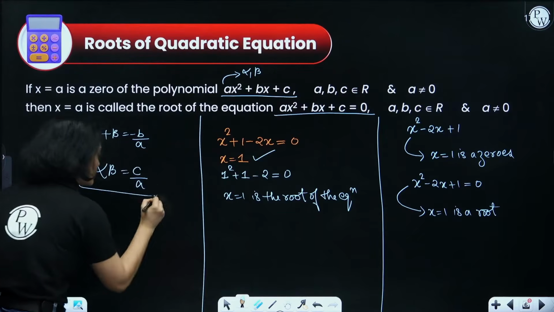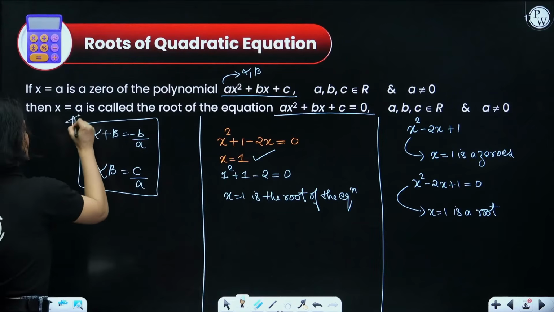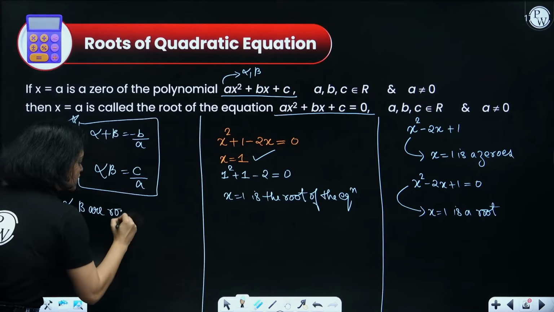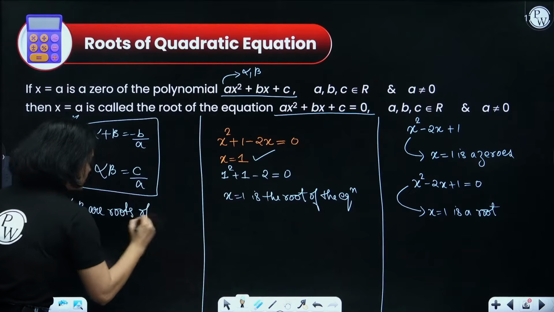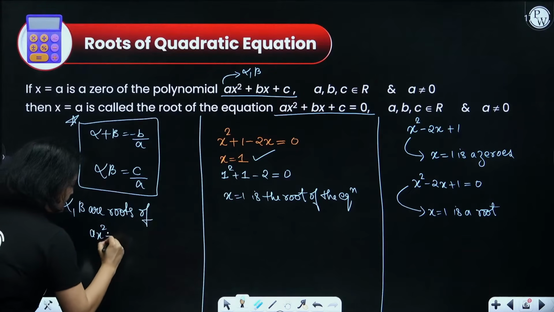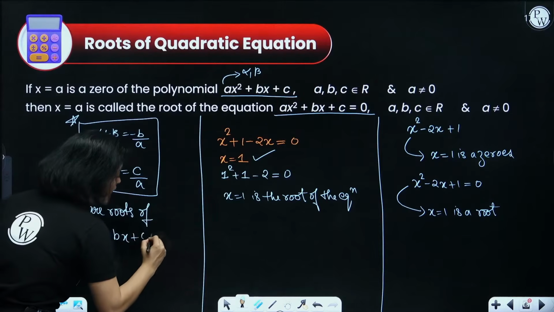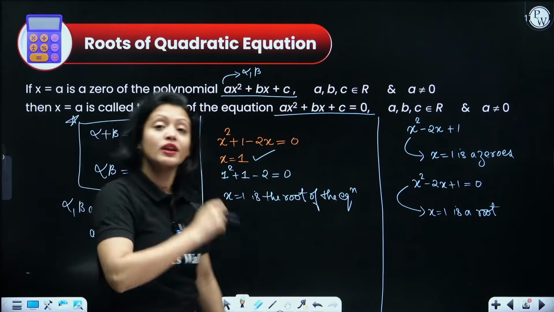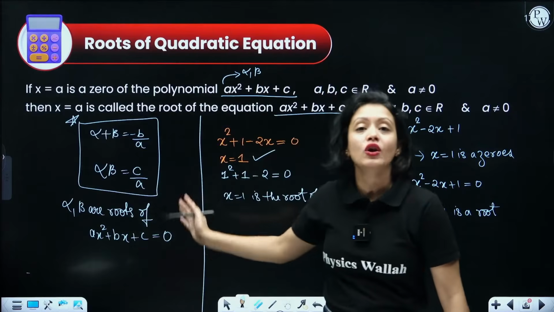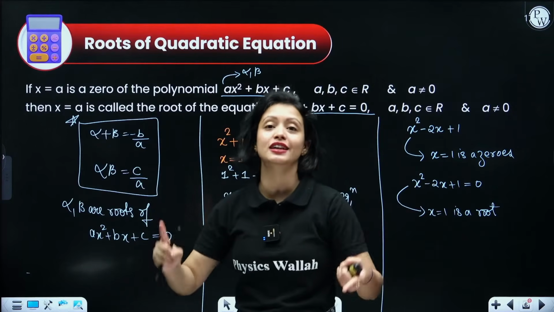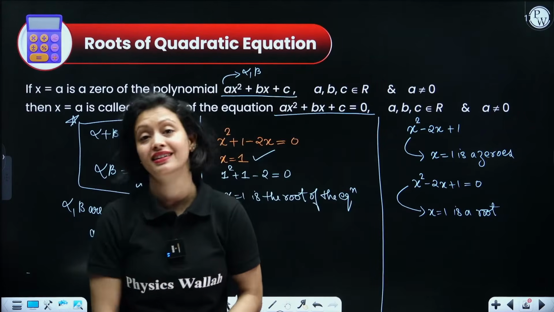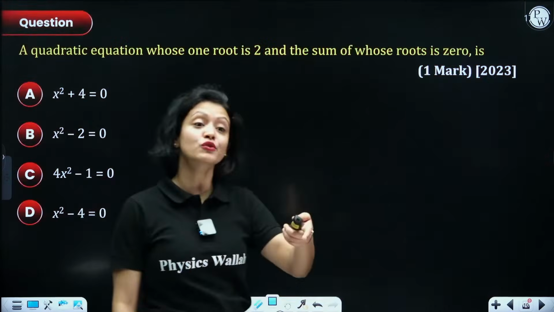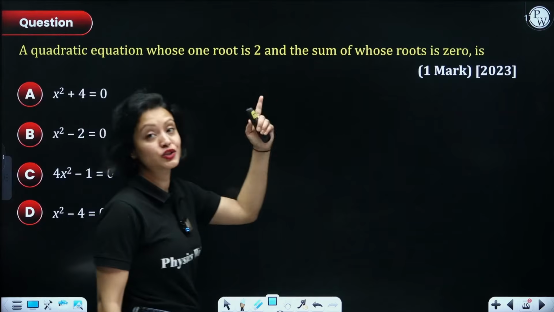This is important. Understood? Where alpha, beta are roots of ax square plus bx plus c equals 0. And remember, guys, you do get questions on this. You just have to apply the concept of polynomials. That's why I said that the quadratic equations and polynomials chapters are interlinked. So this is important. Please remember. Let's move on to another question that was asked in 2023.